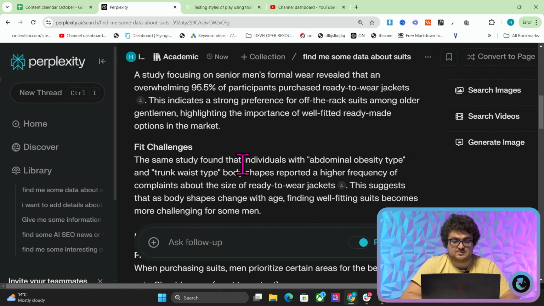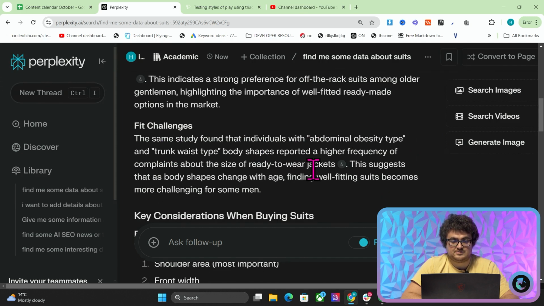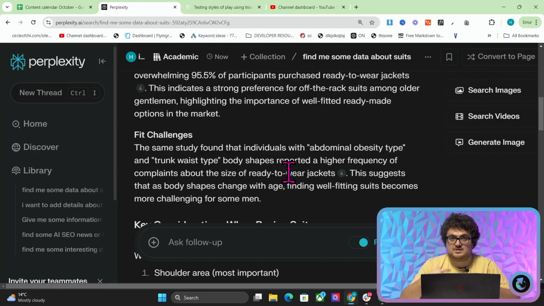Fit challenges. The same study found that individuals with abdominal obesity type and trunk waist type body shapes reported a higher frequency of complaints about the size of ready-to-wear jackets. This is very, very common because suits have a specific cut according to how tall you are and how broad you are. But people with abnormal sizing, so people who are obese or people that, I don't know, have really broad shoulders but a really, really skinny body, they don't make suits that fit for those kind of people because, if you think about it, it makes sense.